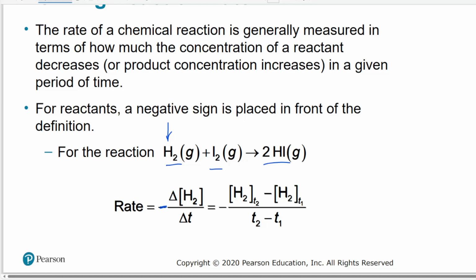And change in something is defined as final minus initial. So here we have the concentration of H2 at T2 minus the concentration of H2 at T1 over T2 minus T1. So the change in concentration per unit time.